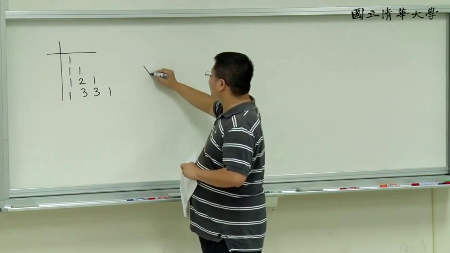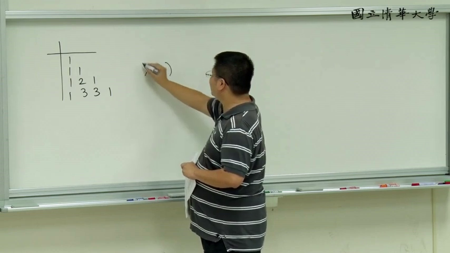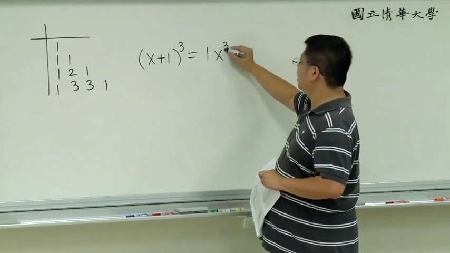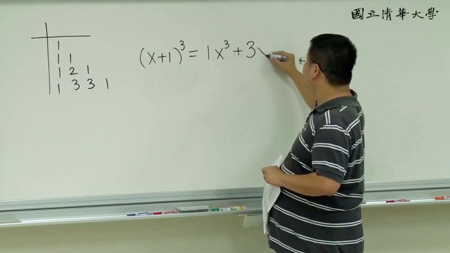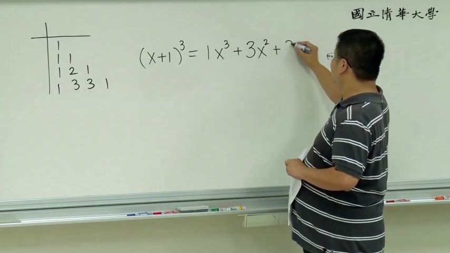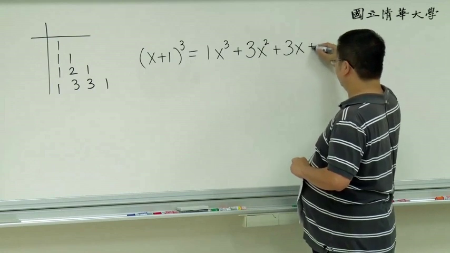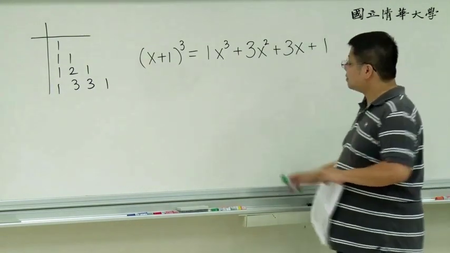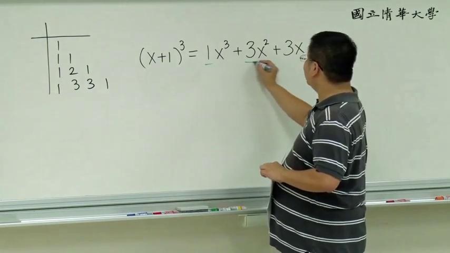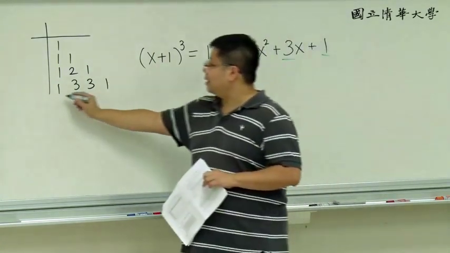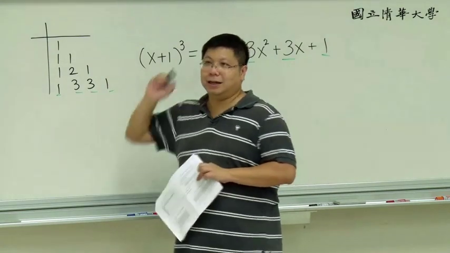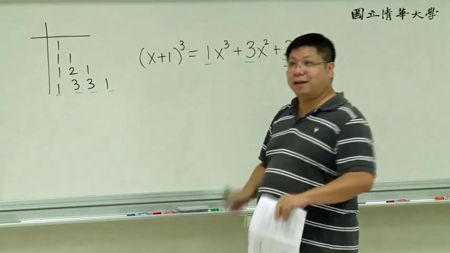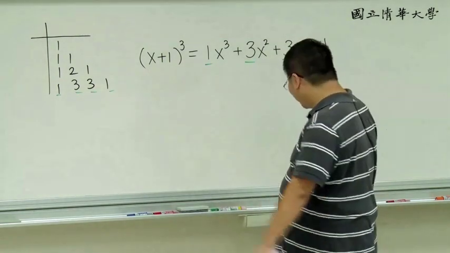So you can have something like (x plus 1) cubed, let's say, is equal to 1 times x cubed plus 3 times x squared plus 3 times x plus 1, right? And then somehow we can use all these entries, 1, 3, 3, 1, in the same row in a formula, right? Now, Stirling numbers also have this property. Amazing.